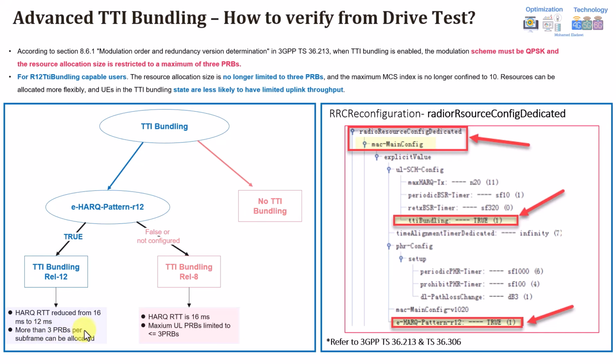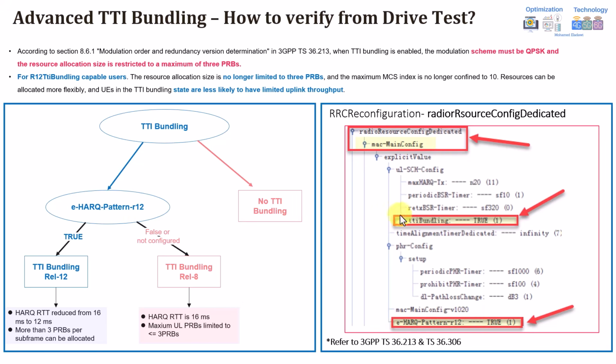And in the right figure, this is how to confirm in general whether TTI bundling is being triggered or not. First thing you need to check is the RRC reconfiguration message sent from the eNodeB to the UE. Under this RRC reconfiguration message, you will find something called radio resource configuration dedicated, as shown here. Under that, you need to check the MAC parameters, which is MAC main configuration. If it's being triggered, this one will be true. If TTI bundling in general is not being triggered, this one will be false. This is for the normal HARQ. But in case of enhanced HARQ, as you can see here, it will also be the same.